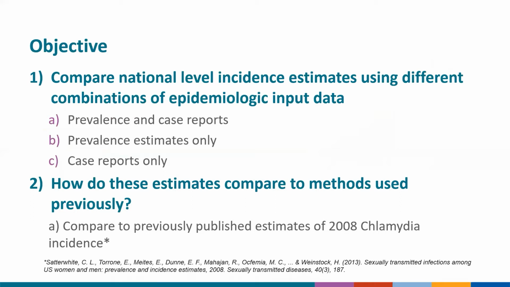So today I have two objectives. First, I want to compare national level incidence estimates using different approaches where we have different types of data available. First, in the ideal case where we have both prevalence and case reports available. Second, where we only have prevalence data available. And third, where we only have case report data available. And then second, I'm going to compare these estimates to estimates of previous authors. Specifically, we're going to look at 2008 chlamydia incidence.